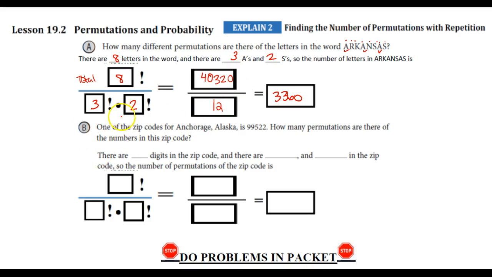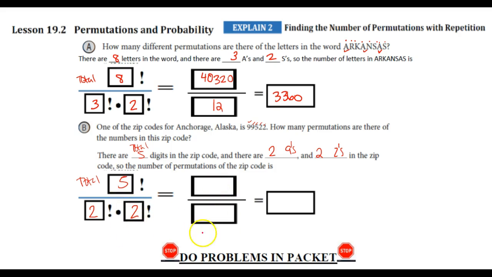It says, let's say one of the zip codes of Anchorage, Alaska is 99522. How many permutations are there with these numbers in the zip code? First of all, let's count our total number of digits. That would be 1, 2, 3, 4, 5. 5 total. And there are 2 9s and 2 2s. Oh, that's cute. So there's 2 9s and 2 2s that repeat.